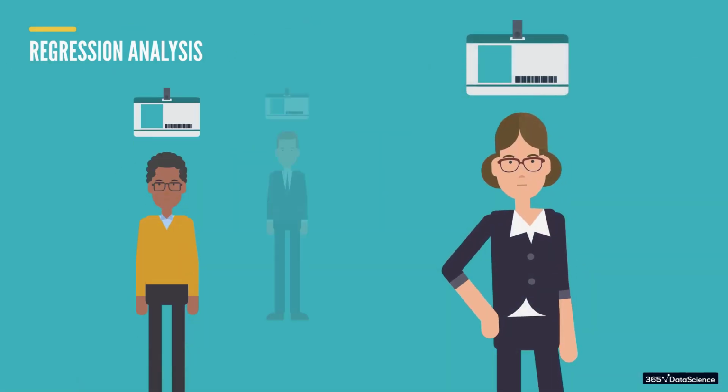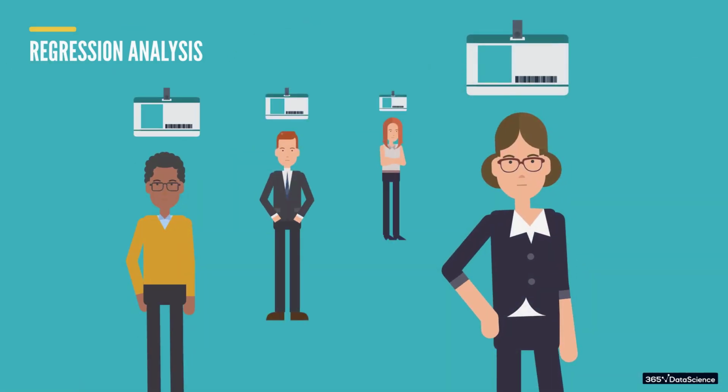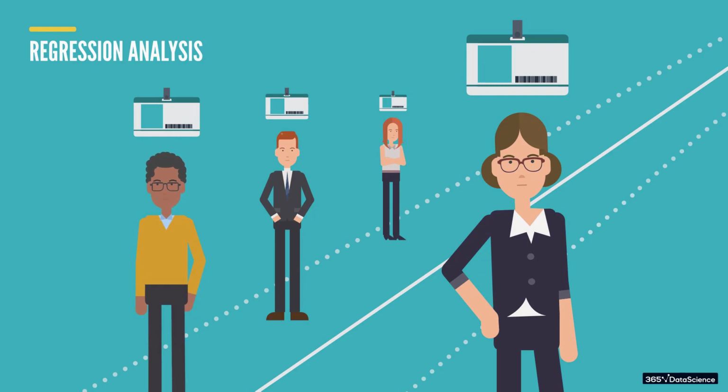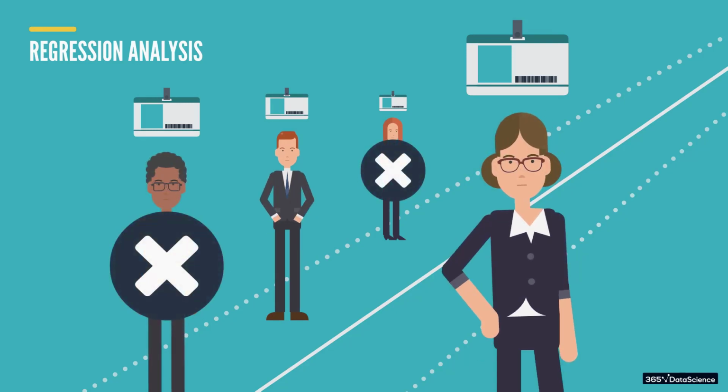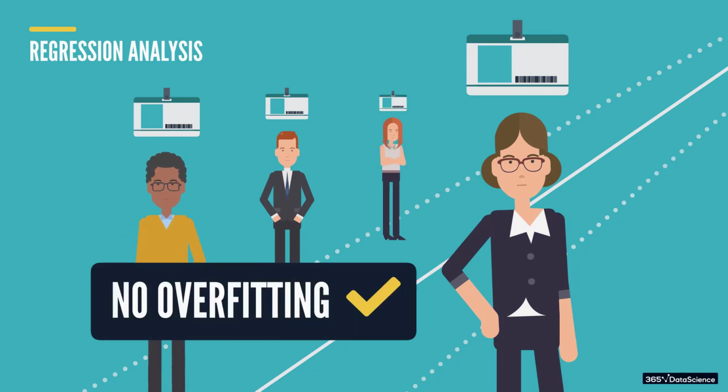Here, the support vectors fit the data again using a hyperplane. But what's different this time around is that the algorithm isn't looking for an exact match, instead allowing some points to be misclassified in order to reach an overall good solution without overfitting the data.